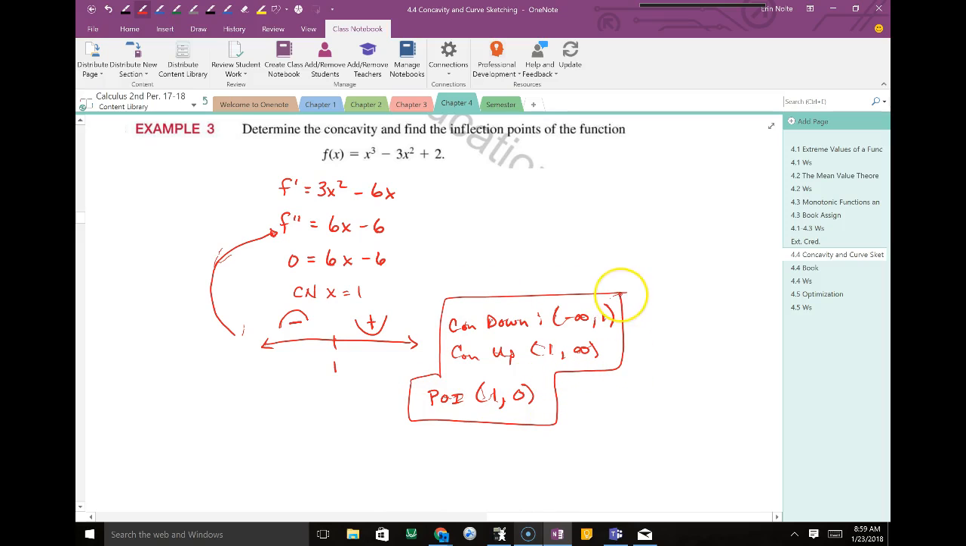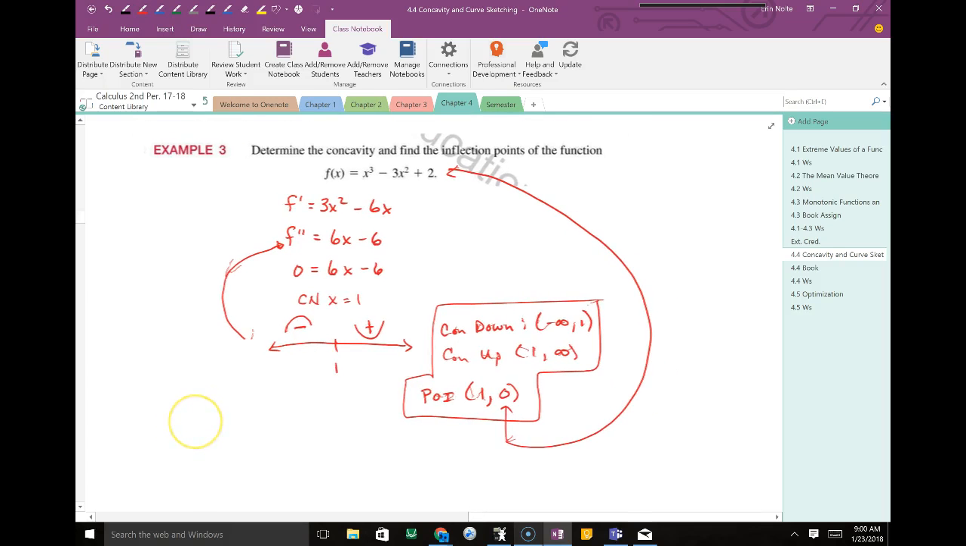How are we doing so far? Doing good? No, to find this y value, I have to plug it back into the original. Always plug it back into the original to find corresponding y values. Okay, so we're good with finding concavity and points of inflection. Good there? Okay, so the second half of this is using this information to graph.